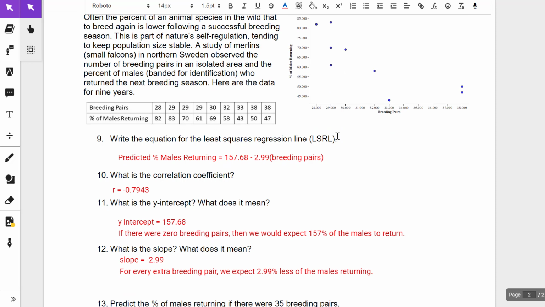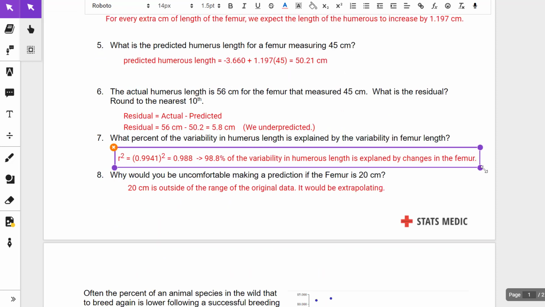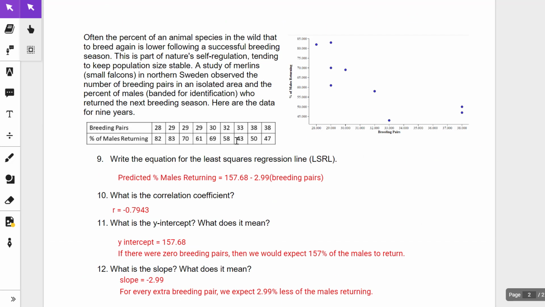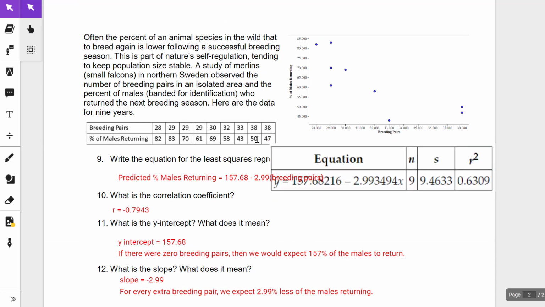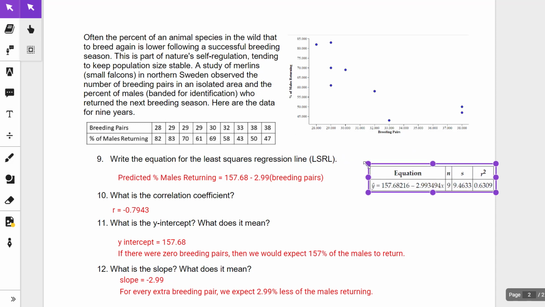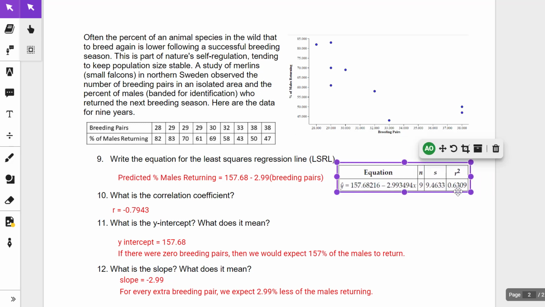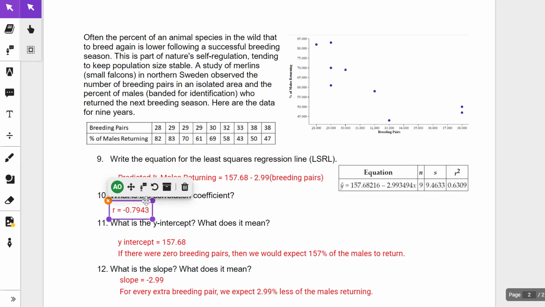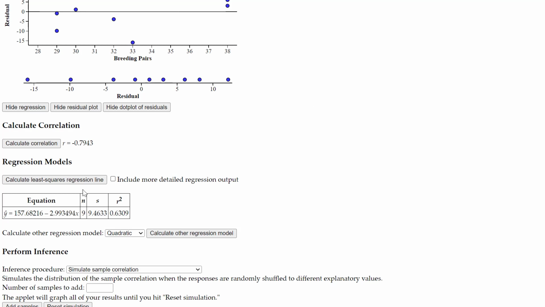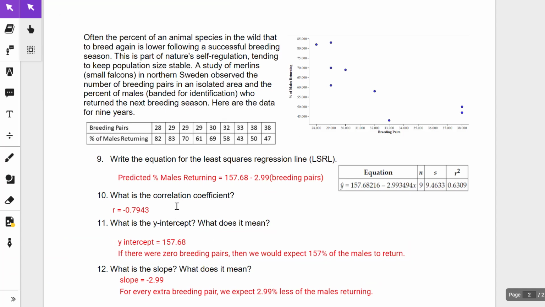If you have the data, like the x and y values, you can actually have it report r squared when it gives you the equation. So you can see it's right there. So what is the correlation coefficient? Well, that was earlier, up higher, negative 0.7943, and there it is.